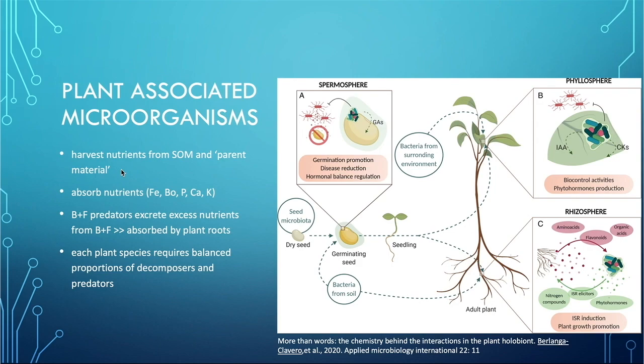Each plant species requires balanced proportions of decomposers and predators or grazers. So each of the plant families, each individual plant, even depending on what soil it's growing on, will require its own little microhabitat that it will create for itself, and it knows what to give those organisms in order to receive the nutrients that it requires in a specific situation.